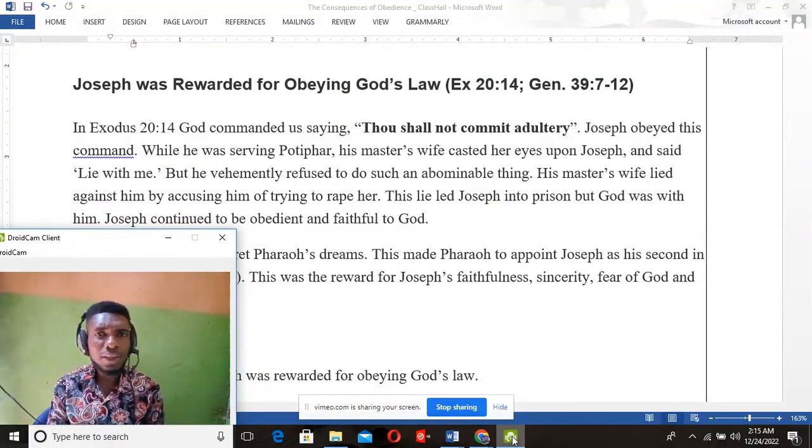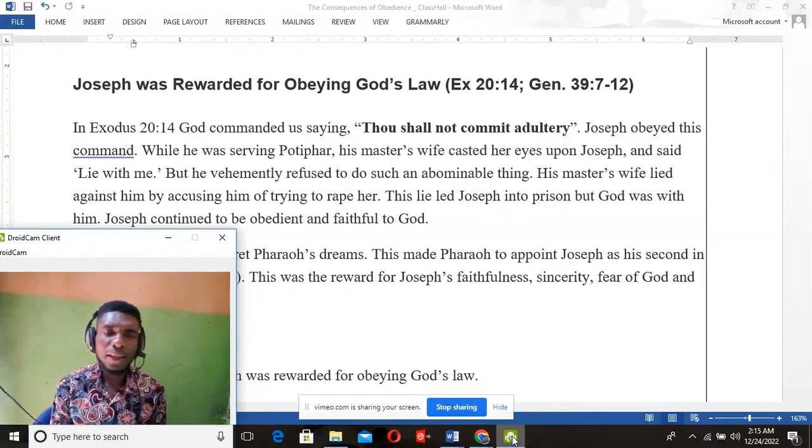And then Joseph said, when you go back, please remember me. Mention my name before Pharaoh. So when the chief baker heard this and saw that it was a favorable interpretation, he also narrated his own.